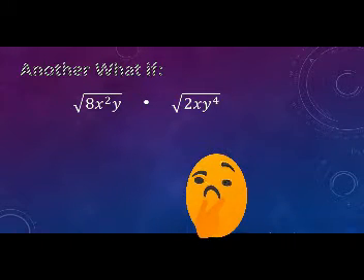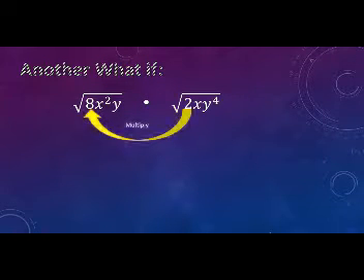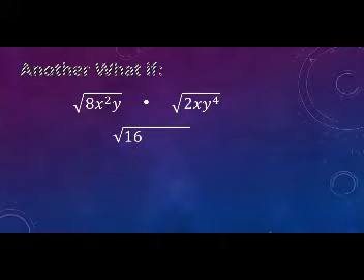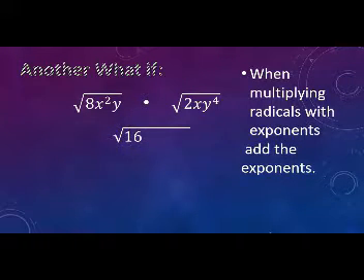But what if it has variables and exponents? When multiplying radicals with exponents, add the exponents. So first, let us multiply the radicands. 8 times 2 is equal to 16. And since we are multiplying with exponents, we are adding the exponents. So, first we add x squared times x is equal to x cubed. X as an exponent equals 1. Then, next is y times y to the fourth power is equal to y to the fifth power.